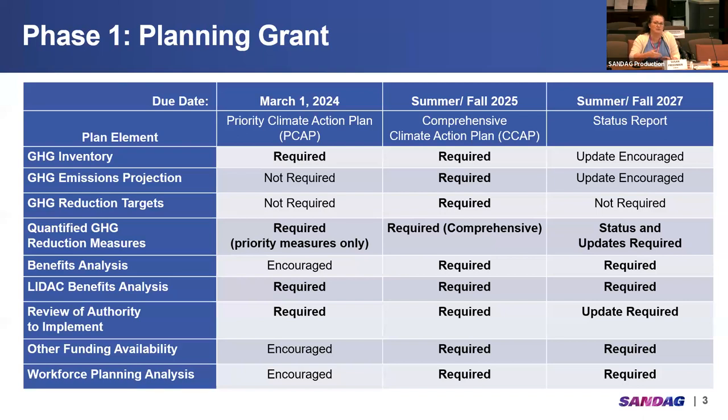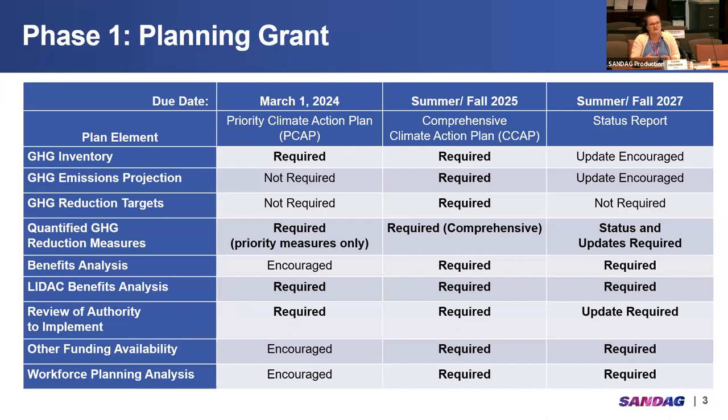So with the regional greenhouse gas inventory, we're using the one from the 2021 regional plan. And just as a refresher, about half of our regional emissions come from the transportation sector. And then we've got about a quarter coming from electricity, and then some more from natural gas, and then less and less from other sectors. So those are areas we want to focus in.